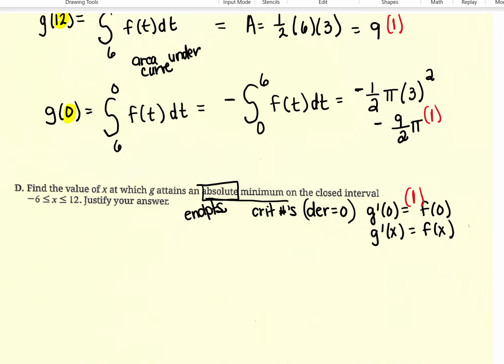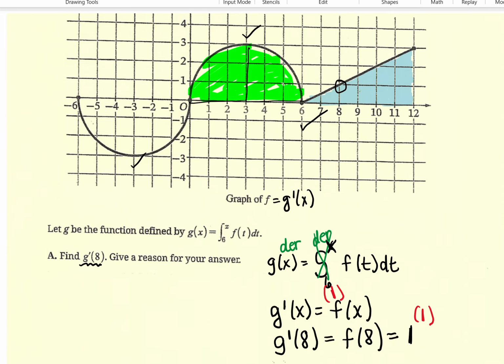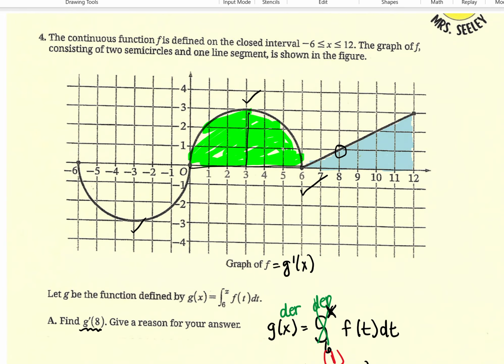Now let's go back up here and look at the places that we need to test. So we need to look at the endpoints and we need to look at the places where it's equal to 0. So here is an endpoint, here it equals 0, here it equals 0, and here is an endpoint. So we need to examine x equals -6, x equals 0, x equals +6, and x equals 12.